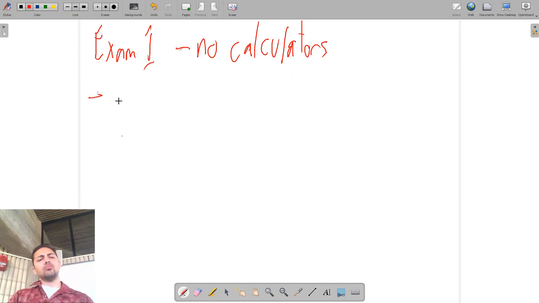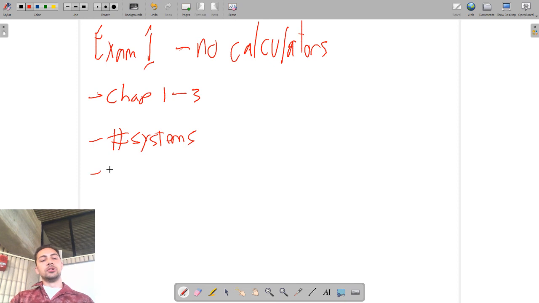So things that we're covering, chapters 1 through 3. I'm winded after that dance. Chapters 1 through 3. That includes things like number systems. That includes truth tables. That includes Boolean algebra.